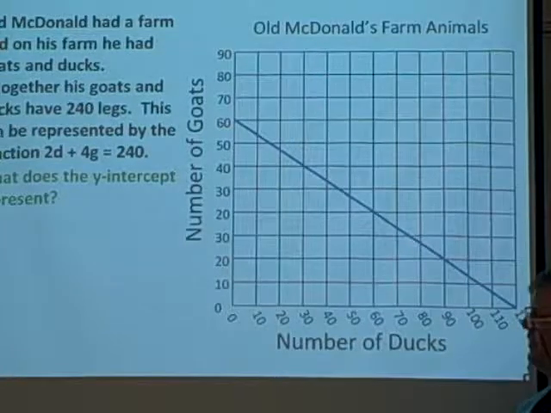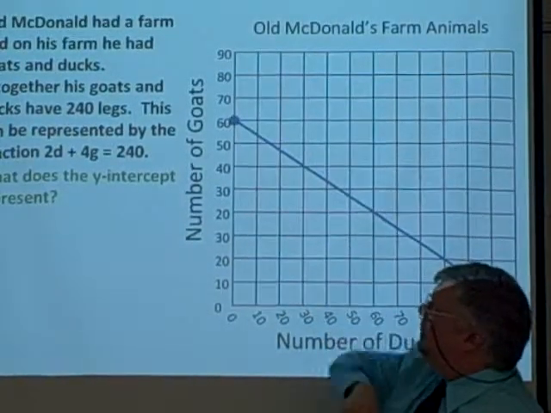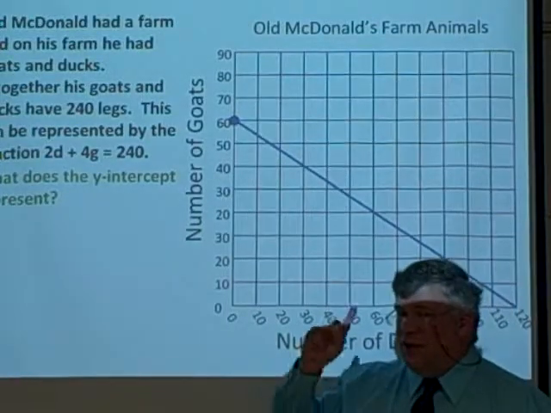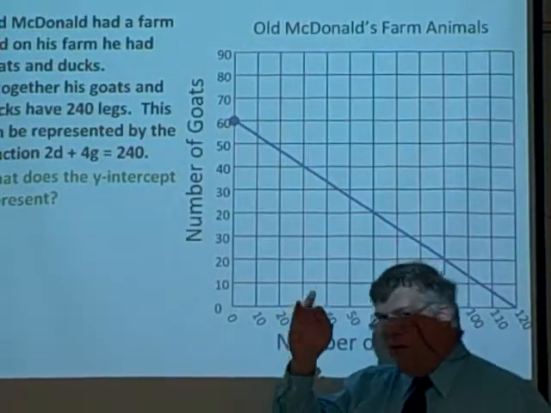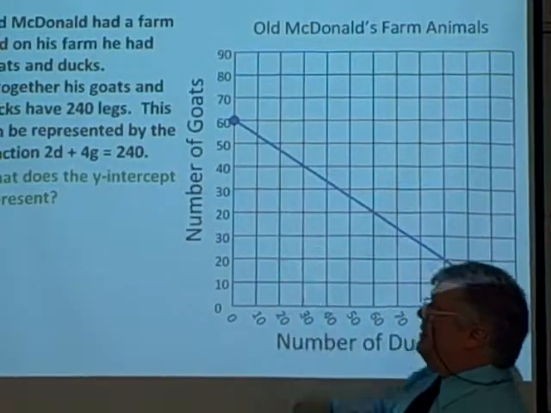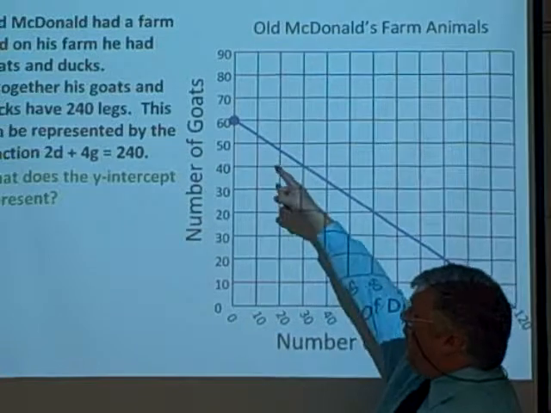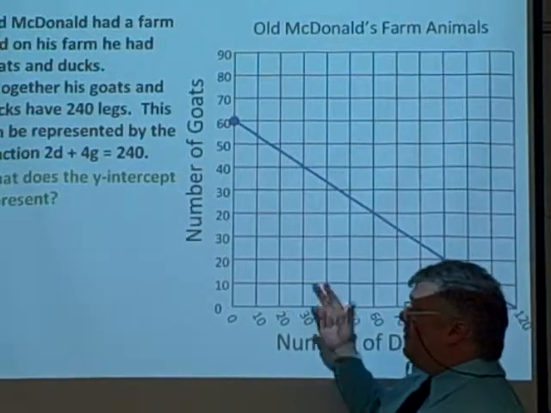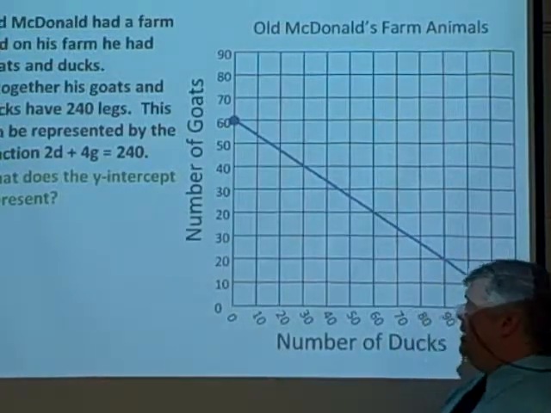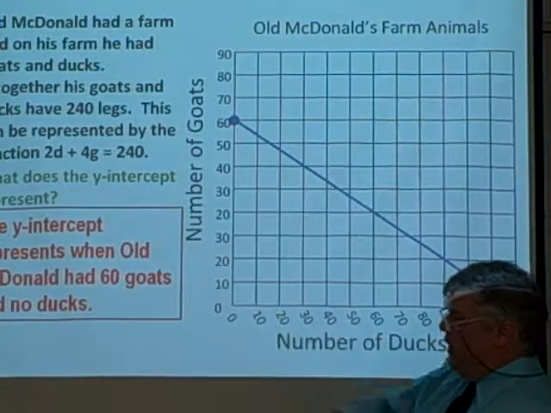What does the y-intercept represent? Now remember, the y-intercept is where it crosses the y-axis, so it would be up there. The y-intercept is not just one number. Remember, it is a coordinate, and anytime you're describing a coordinate, you need to have two things described. Not just the y value, but the x value as well. The y value is 60, so that's where you have 60 goats. But it's also where you have 0 ducks. So the y-intercept represents when Old MacDonald had 60 goats and no ducks whatsoever.